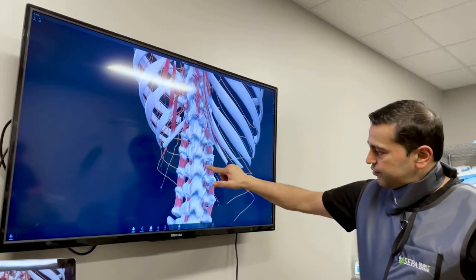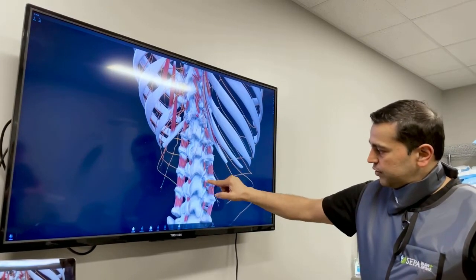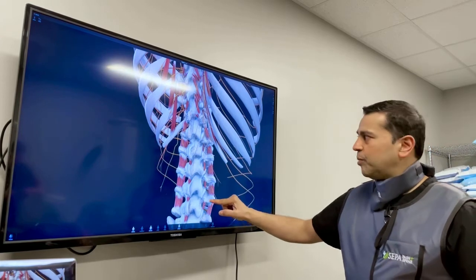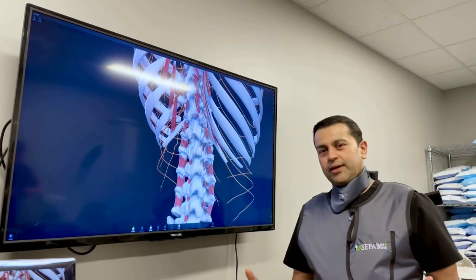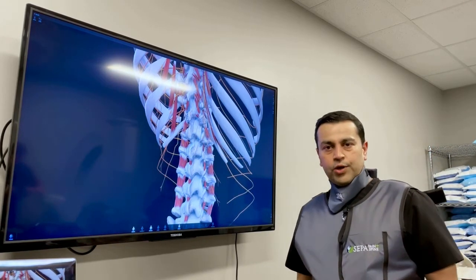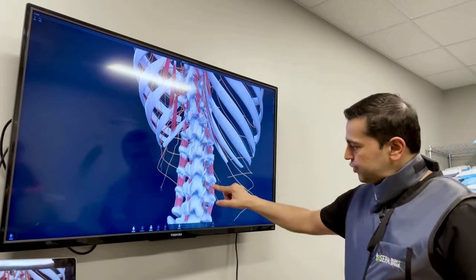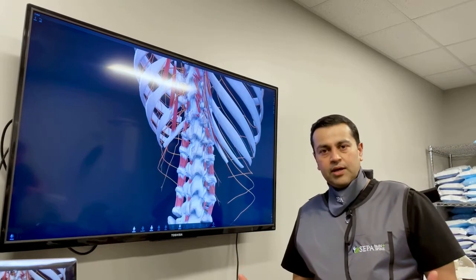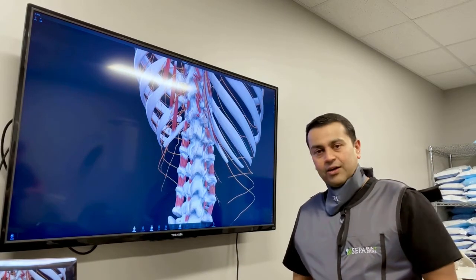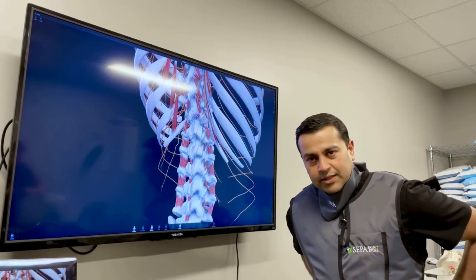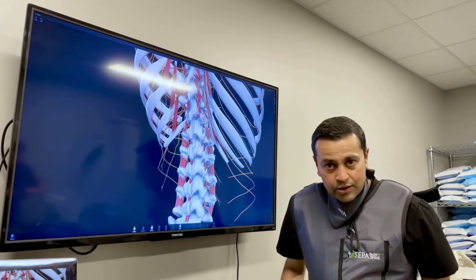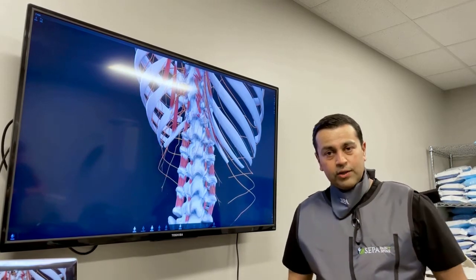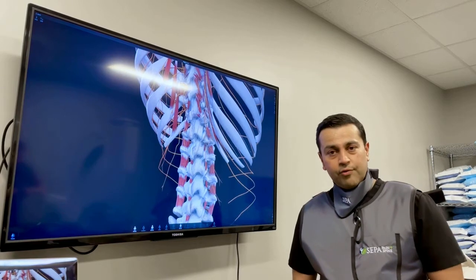So these are the facet joints in your spine. You can see that there's joints on every level of the spine. These are joints just like any other joints in your body. The knee joint, the hip joint, they have cartilage in between the joints, and the cartilage can become inflamed, it can become arthritic, and it can cause a lot of pain. The pain is basically in the lower back. It can radiate to the thighs. We call that posterior thighs. We call that referred pain.